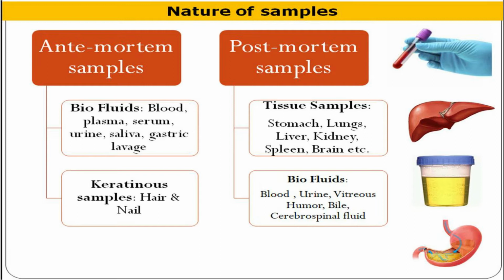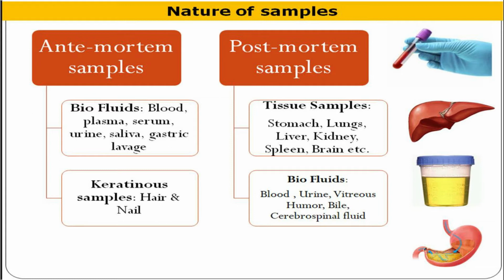The collection of all these samples depends upon what kind of poisoning has occurred to the person, meaning the nature of the poison, because each and every poison deposits in each part differently. Suppose one person has consumed pesticide through oral exposure, then the stomach samples will be best, because the compound will be deposited in the stomach.